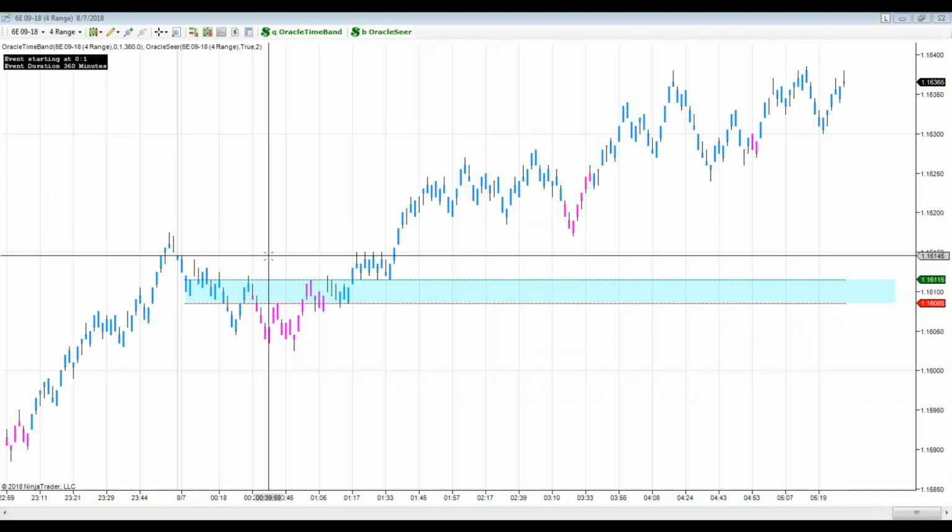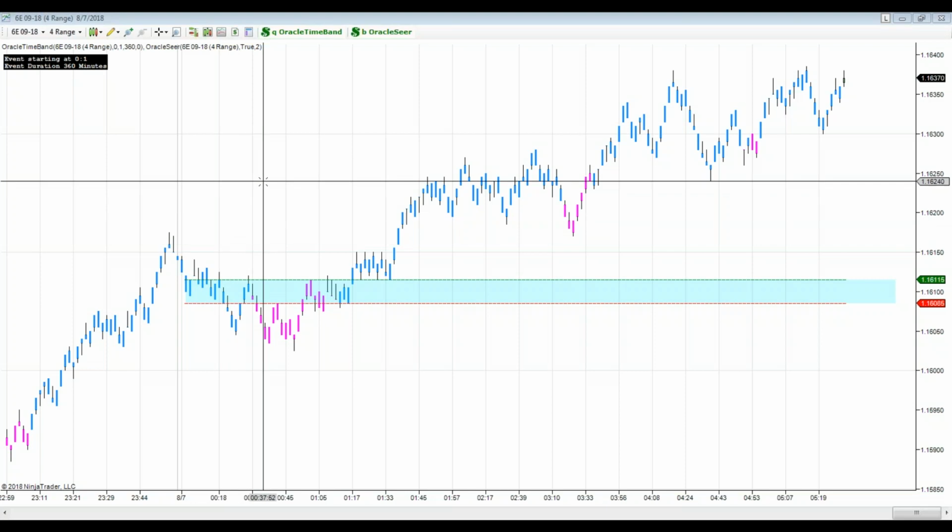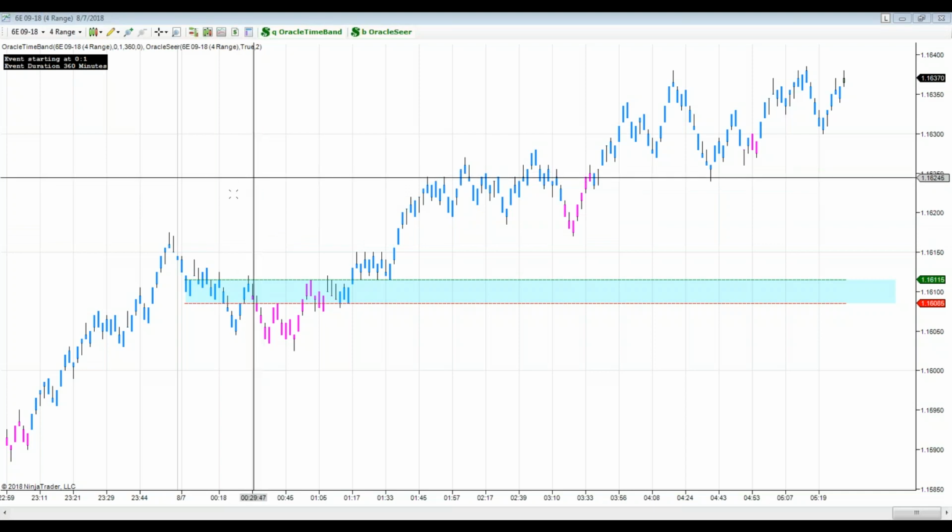All right, here's the 6E. This is the euro currency. This is a very popular futures instrument that is very liquid, has very good movement. A lot of traders trade this. It's $6.25 a tick.